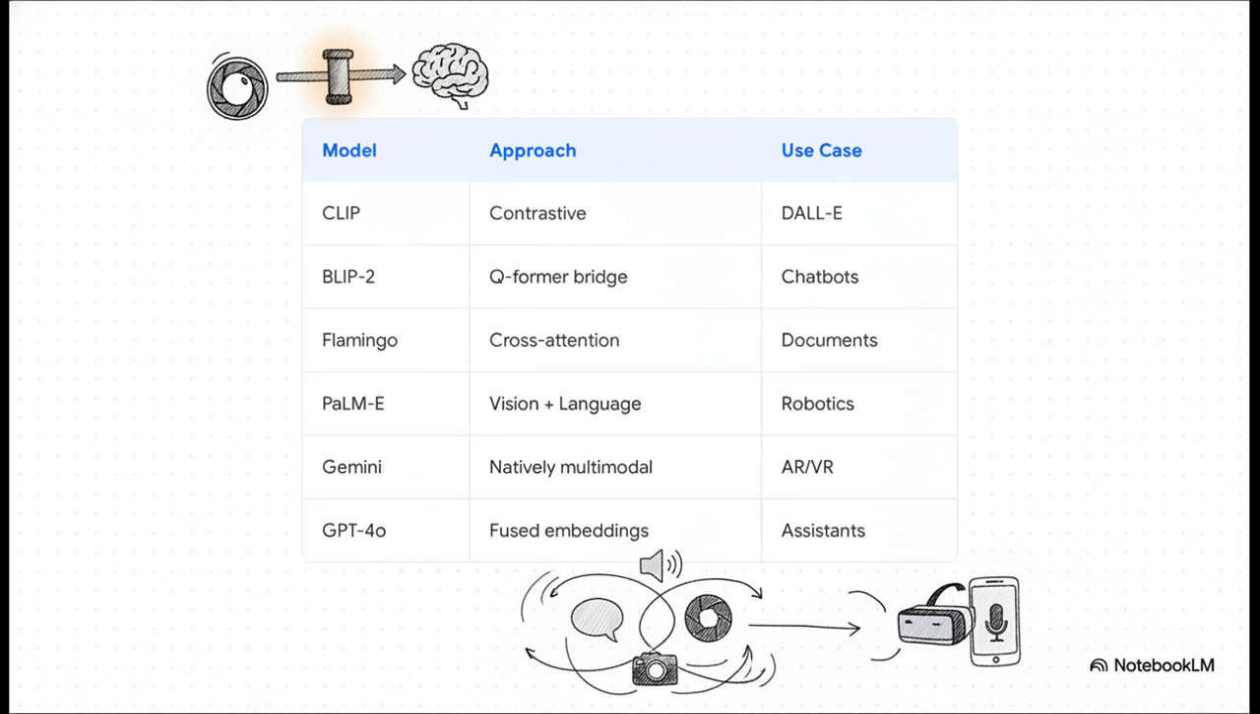But on the flip side, you have models like Google's Gemini or OpenAI's GPT-4o. They take a completely different path. They are built natively multimodal from the ground up. There's no bridge. They were trained from scratch to process text, images, and audio all inside one single unified model. And that is exactly what makes them so incredibly fast for real-time, complex, interactive stuff.